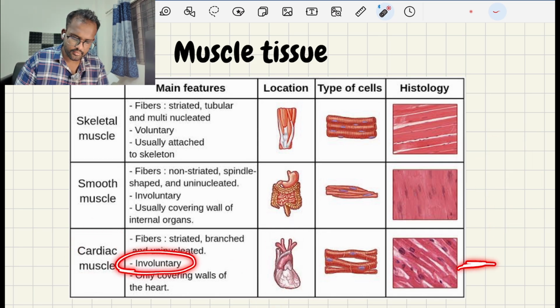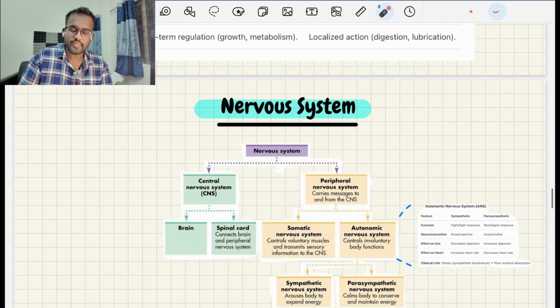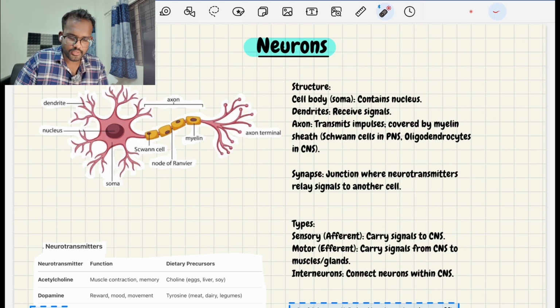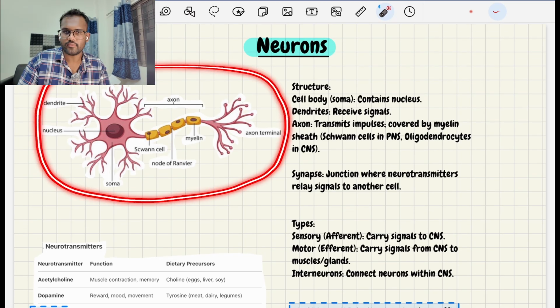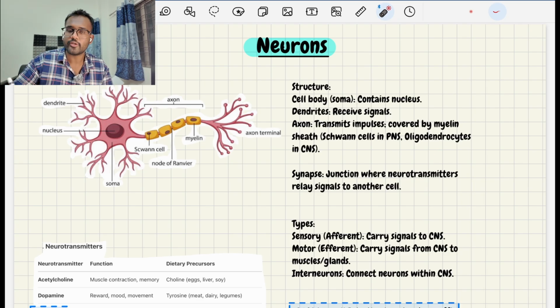This is also involuntary. We can't move cardiac muscles, so it will move on its own. It's involuntary. Then we'll go to the neurons. In nervous tissue, we have neurons. These neurons help to transmit the signals from outside to the CNS or from the CNS to the particular organs.